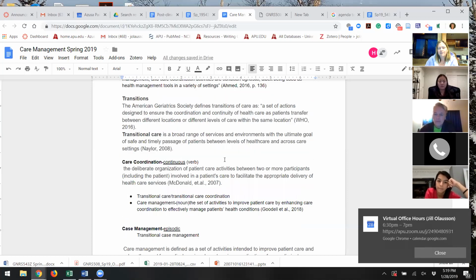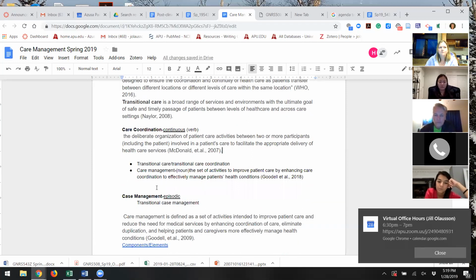Now, when we're talking about transitional care, that is probably a part of care coordination. And so when somebody is transitioning or being discharged from the hospital, that's a part of care coordination. So when you are at the bedside getting a person ready to go to the ER, or ready to go to a skilled nursing facility, that is transitional care.